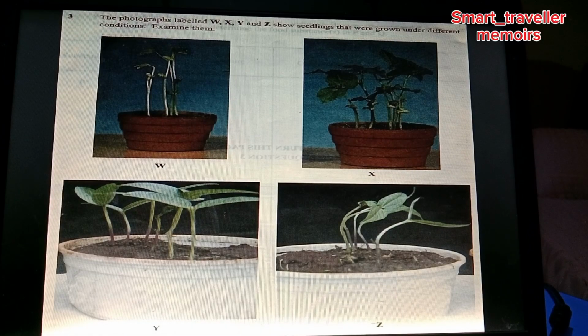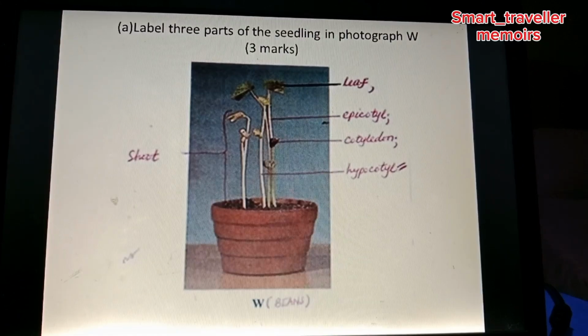Question 3. The photographs W, X, Y are designed to show seedlings that were grown under different conditions. Examine them. So W and X, they are the ones which are in red pots, and Y and Z are in the plastic containers below. Label 3 parts of the seedling in photograph W, 3 marks.